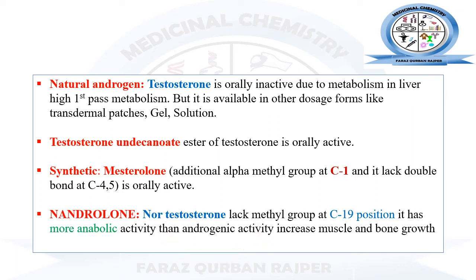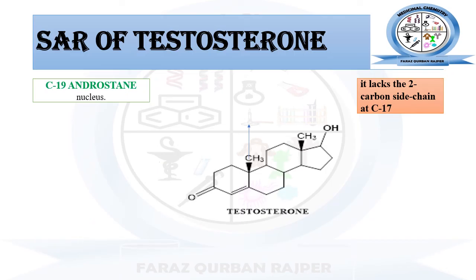Nandrolone is mainly involved in the anabolic functions, like the increase of muscle and bone growth, as we have already discussed in the previous slide, the anabolic function of androgen hormone. Now this is the SAR, structure activity relationship, of the testosterone. The basic ring nucleus that is present in the testosterone is the carbon 19 ring nucleus, and the name for the carbon 19 nucleus is the androstene nucleus.